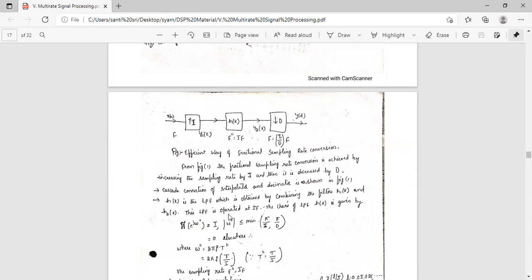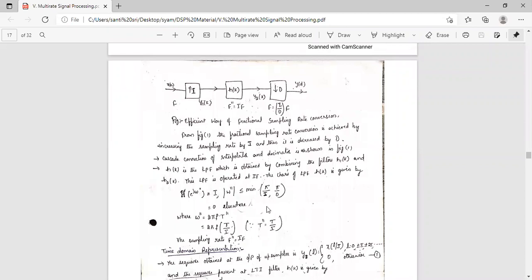So this low pass filter is operated at I F. The F double dash is equal to I F. The characteristics of the low pass filter H of k are given by H of e power j omega double dash equal to I, where mod omega double dash is less than or equal to the minimum of pi by D or pi by I, and equal to 0 elsewhere, where omega double dash is equal to 2 pi F into T double dash. So 2 pi F into this T double dash is T by I.